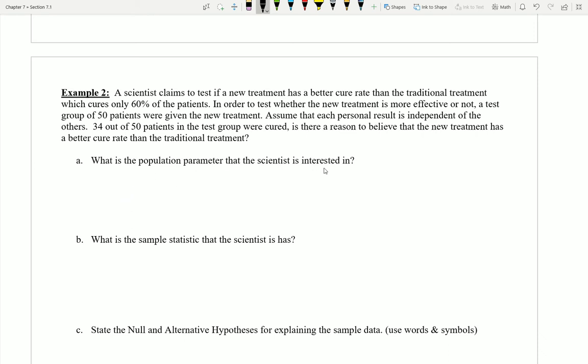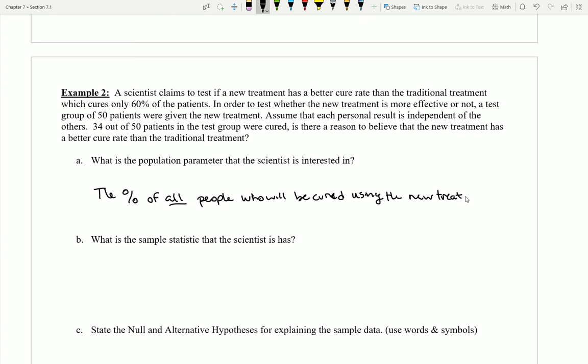So there is a population parameter that the scientist is interested in, and that population parameter would be the percentage of all people who will be cured using the new treatment, right?